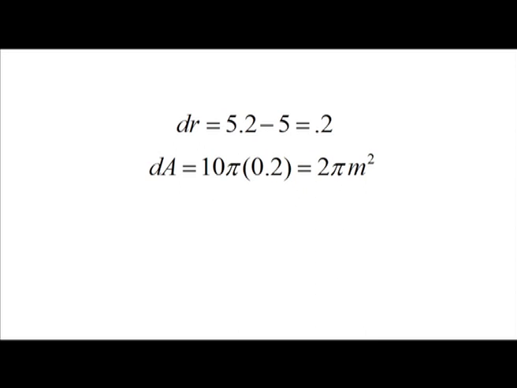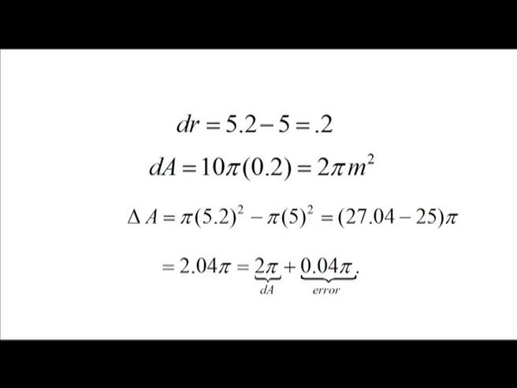The true change in area is delta A is equal to pi times 5.2 square minus pi times 5 square, which is equal to 27.04 minus 25 times pi, which is equal to 2.04 times pi, which is equal to 2 pi, which is dA, plus 0.04 pi, which is the error. Hence, the absolute error is 0.04 pi.